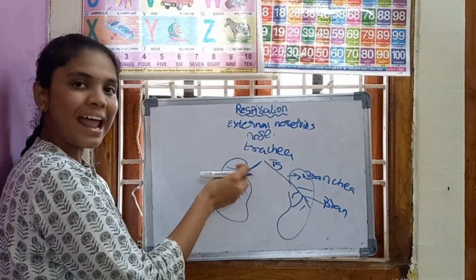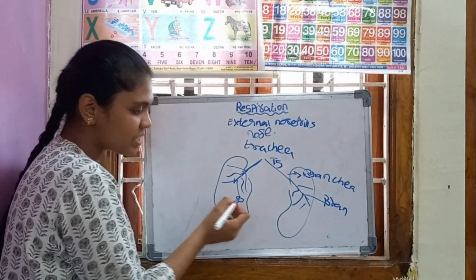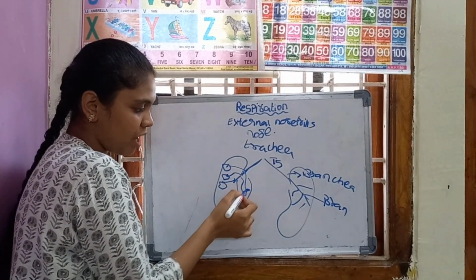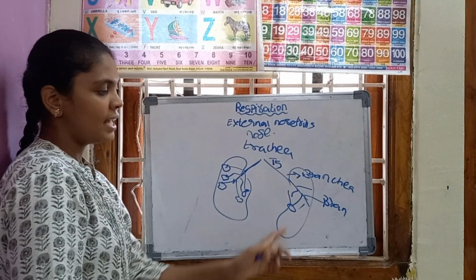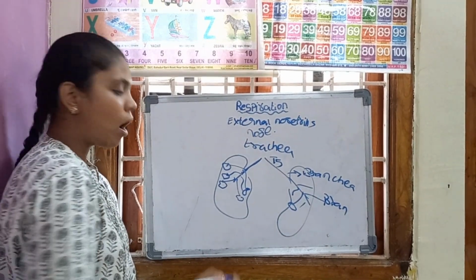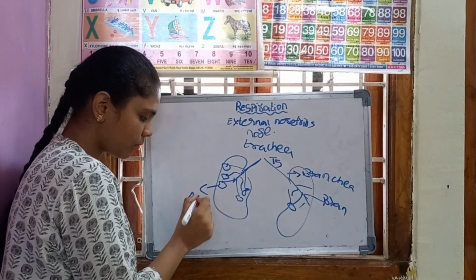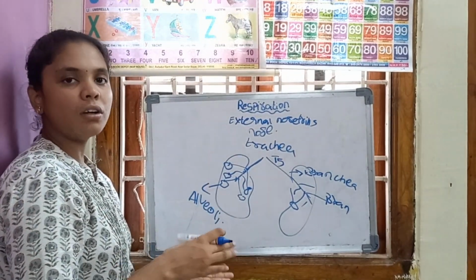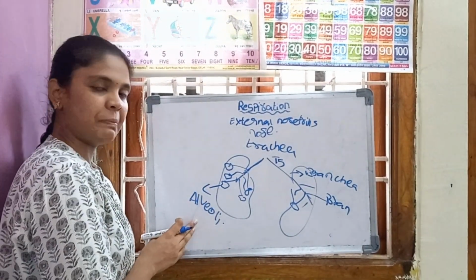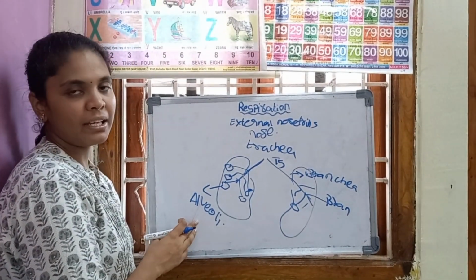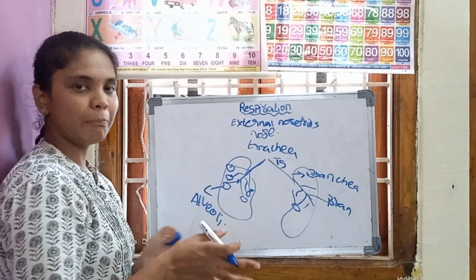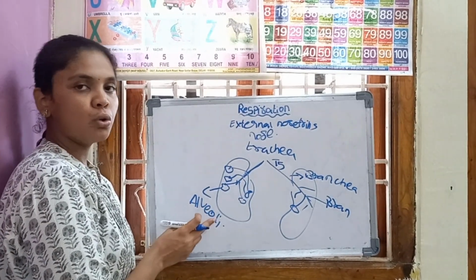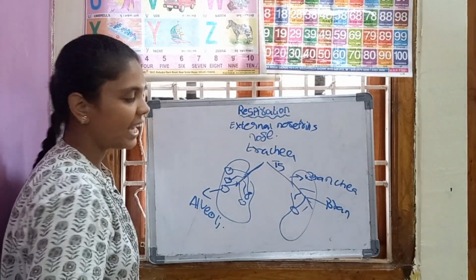At the small bronchioles, we can see some sac-like structures like this, on both the sides. These sac-like structures are called alveoli, where the exact diffusion of oxygen and CO2 takes place. They have blood capillaries in them. They will have contact with the blood capillaries so that they can exchange the O2 and CO2.